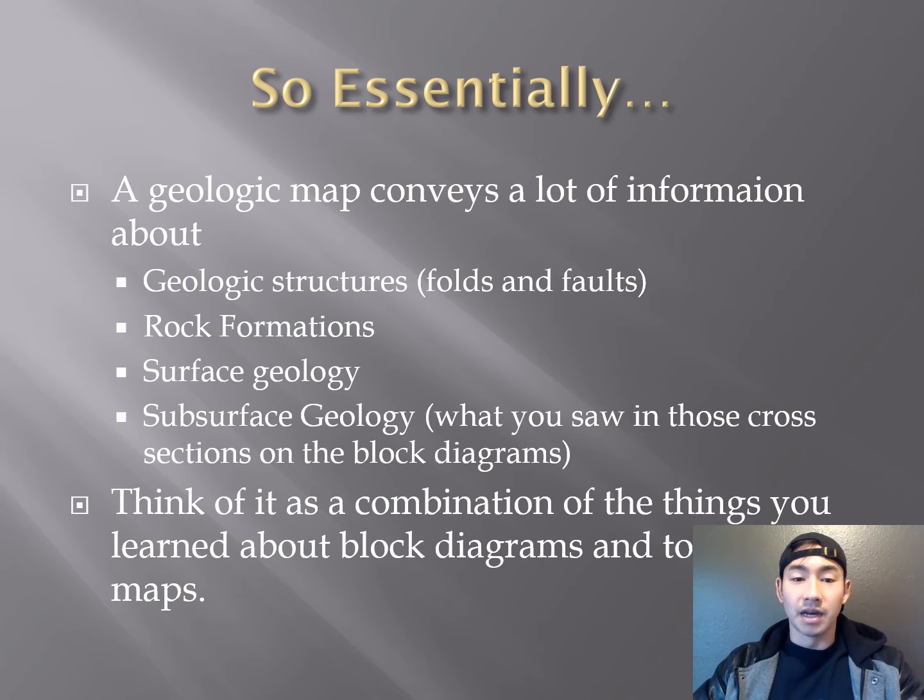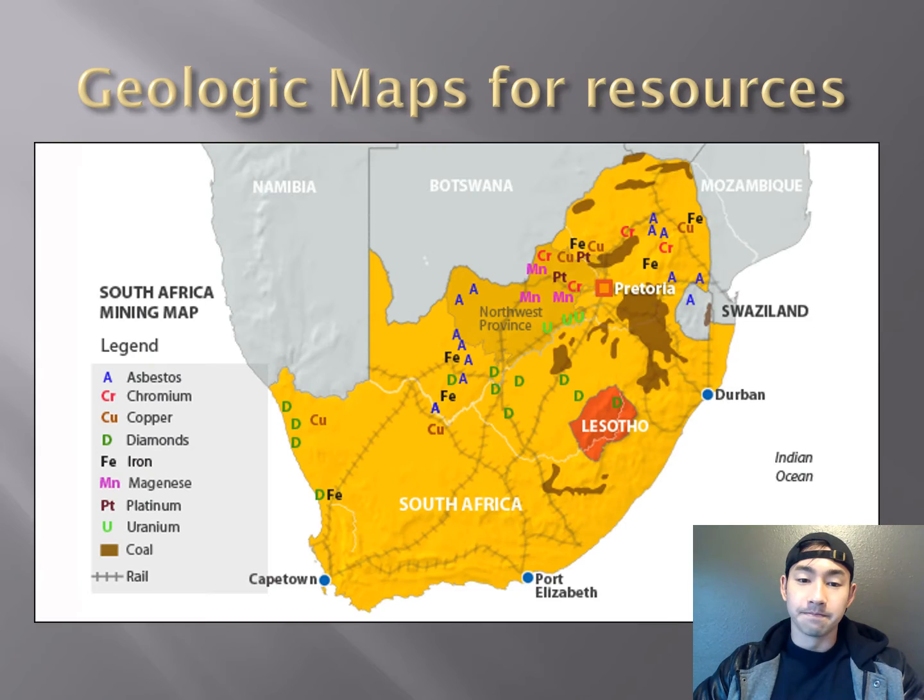Essentially, in our geologic map, we have a lot more information being crammed onto this two-dimensional representation of the Earth's surface. So it gives information about, like I said, geologic structures, folds and faults, different types of rock information, surface geology, and sometimes subsurface geology as well. So it's all this block diagram stuff that is being projected onto the map view plane.